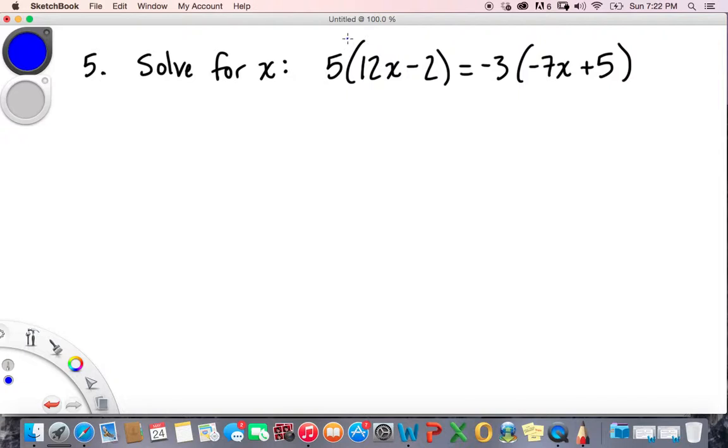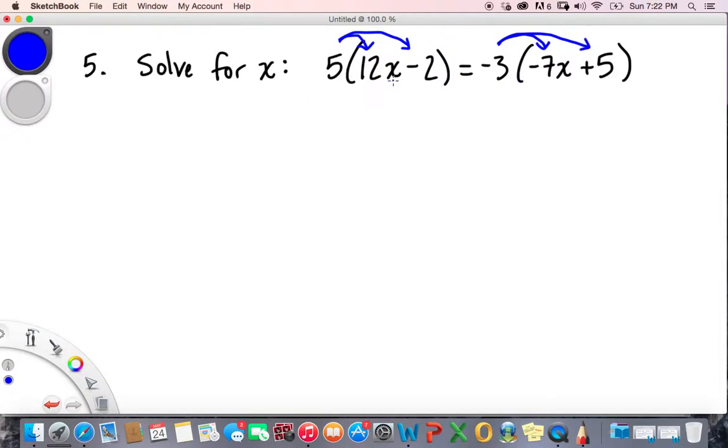So that means I want to use the distributive property to multiply the 5 by the 12x and by the minus 2. And then over here, I want to multiply the negative 3 times the negative 7x and the negative 3 times the plus 5. Okay, so let's multiply this out.